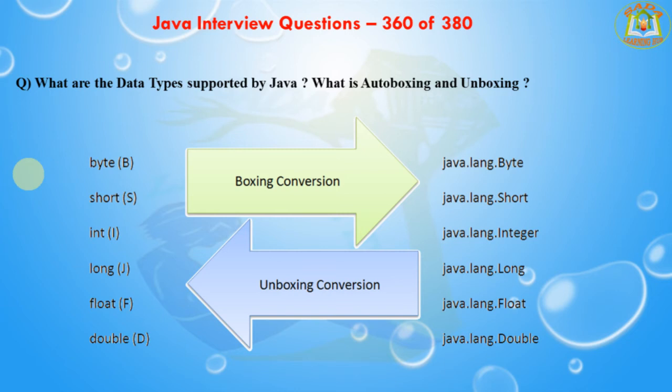Converting primitive data types to wrapper data types is called autoboxing, and converting wrappers to primitives is called auto unboxing. If you see here, converting byte to the Byte class is called autoboxing. If you convert the Byte class to byte, the primitive, that is called auto unboxing.